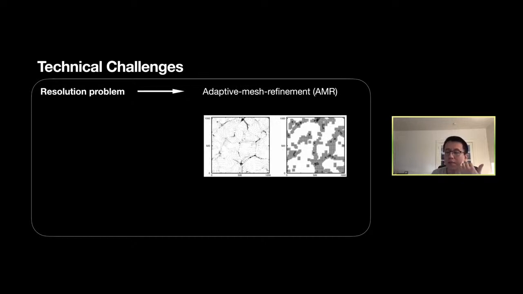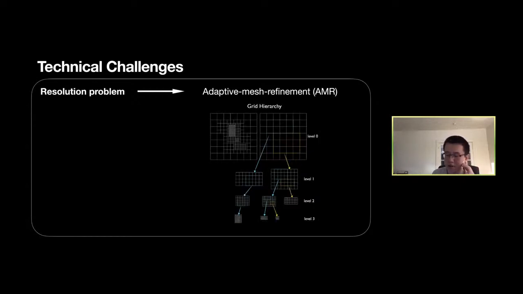The AMR technique is designed to solve those difficulties in your simulation, to resolve the resolution problem, and basically increase your resolution whenever and wherever you need it. A very classic implementation of AMR is to build a grid hierarchy like this. You can see that only the coarsest level, level zero, will cover the whole computational domain, and all the higher levels will have higher and higher resolution, but they only cover part of this computational domain.